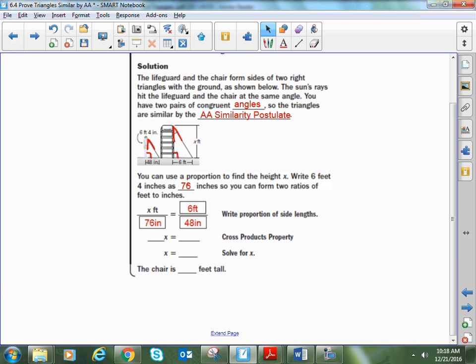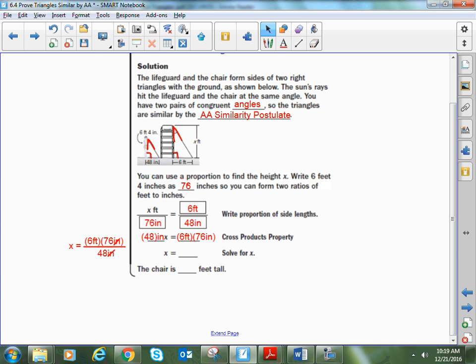48 inches. Now, some of you may be saying, well, Mr. Piercy, how can you solve a proportion where the dimensions aren't the same, meaning we have feet compared to inches? Well, when we do our cross multiplication, the inches unit simplifies out of the problem. So when we cross multiply, we get 48 inches times x feet is equal to 6 feet times 76 inches. And when I divide both sides by 48, I'm not just dividing by 48, I'm dividing by the unit, 48 inches.